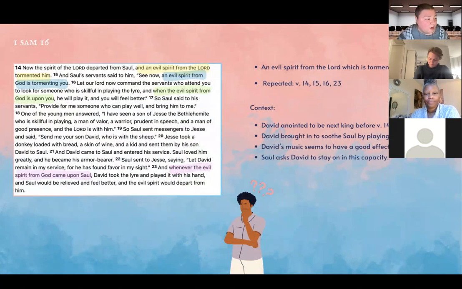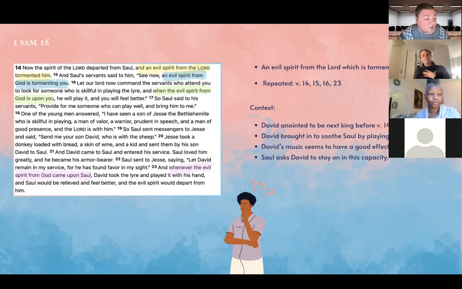Now the Spirit of the Lord departed from Saul, and an evil spirit from the Lord tormented him. And Saul's servant said to him, See now, an evil spirit from God is tormenting you. Let our Lord now command the servants who attend you to look for someone who is skillful in playing the lyre. And when the evil spirit from God is upon you, he will play it, and you will feel better.